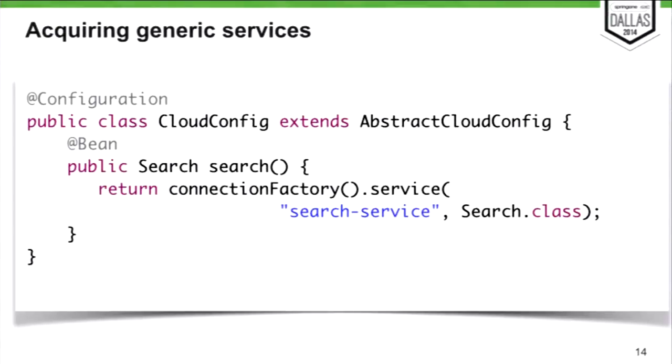Then, to connect to such possible services through an extension mechanism, we offer a generic service API, which takes similar parameters: the name of the service, and in this case, the destination type. So I basically would like that service to be transformable to the search type. If so, then give me back that service.